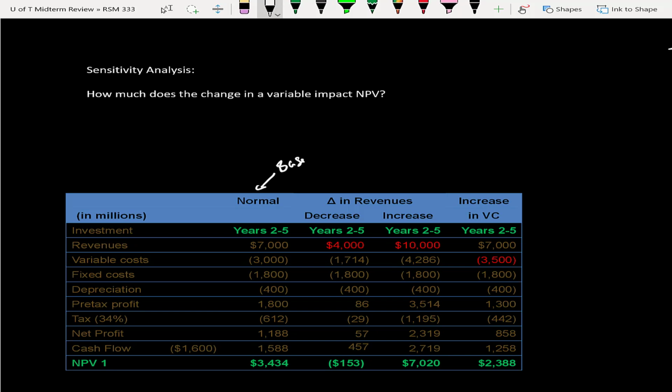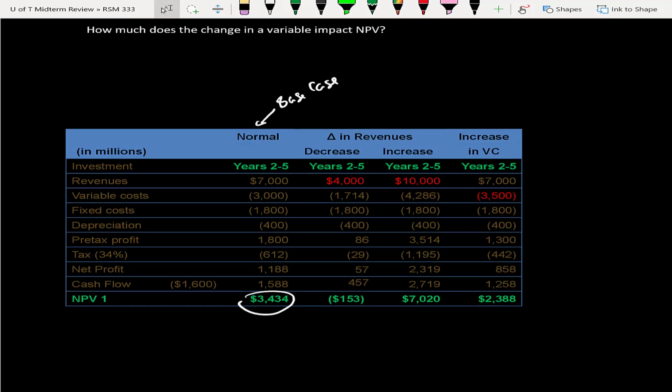This is the base case. So it says that they got a certain amount of revenue, $7,000, gives all the details, and they made things easy for us. They told us what the NPV is in the base case. Now what they said was, what if they did a variety of scenarios? What if revenues decreased, increased, or if there's a change in variable cost? We're just going to do scenario one.